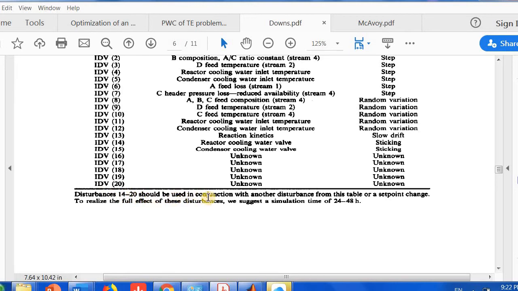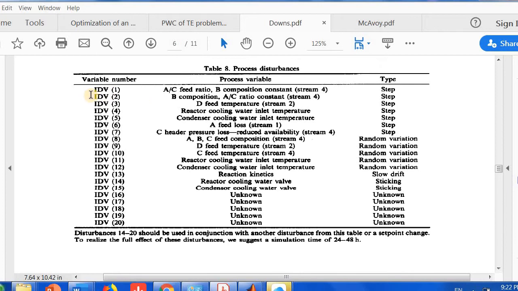Disturbances 14 to 20 should be used in conjunction with other disturbances. So don't do 14 to 20 on their own. You're going to do 14 plus number 1, 14 plus number 2, and so on. And again, a simulation time of 24 to 28 hours. We would like you to do as much testing for the disturbances as we can, and we would like to take 3 step inputs, 3 random variables, and then one sticking and one unknown in conjunction with the others.